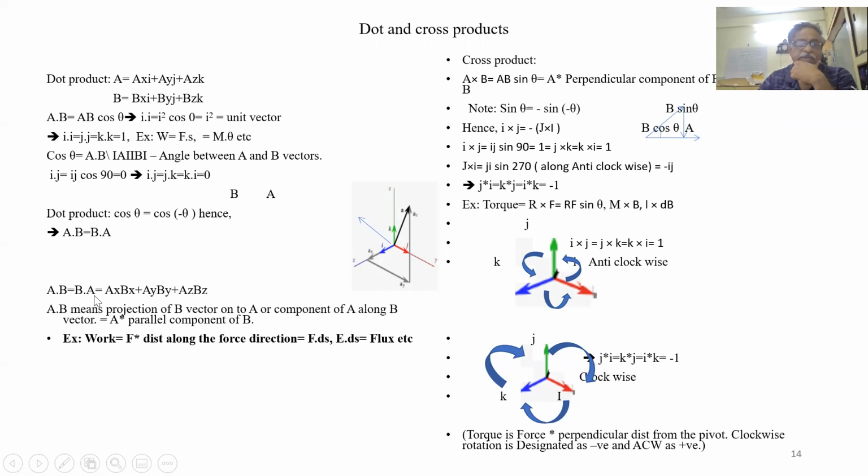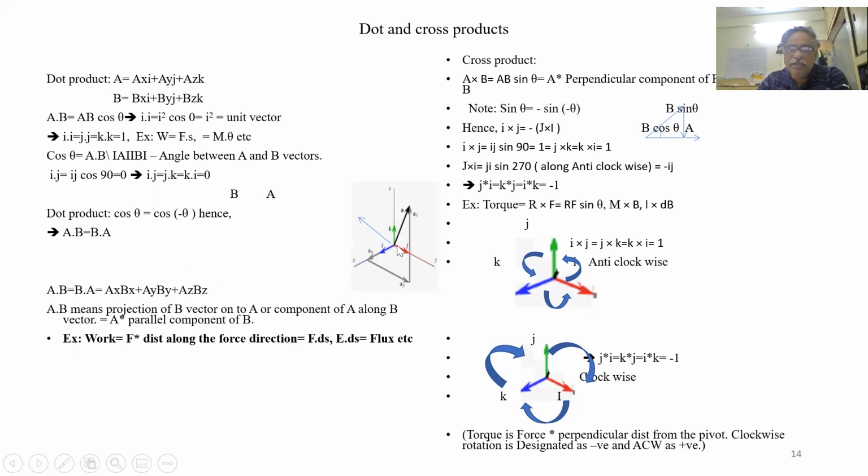So A dot B is equal to B dot A, AX BX plus AY BY plus AZ BZ, because I square is becoming 1, J square becoming 1. So it is a scalar quantity. It is no more a vector. A dot B is a scalar quantity. A cross B is a vector quantity, but A dot B is a scalar. Two vectors when multiplied with dot product, I get a scalar.